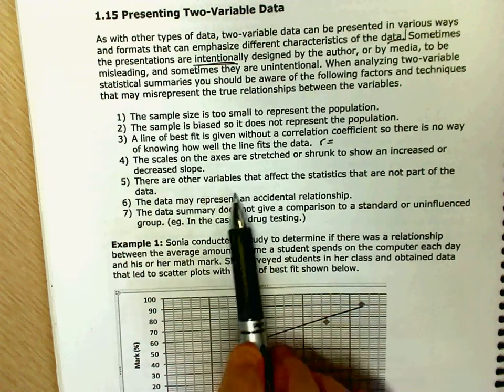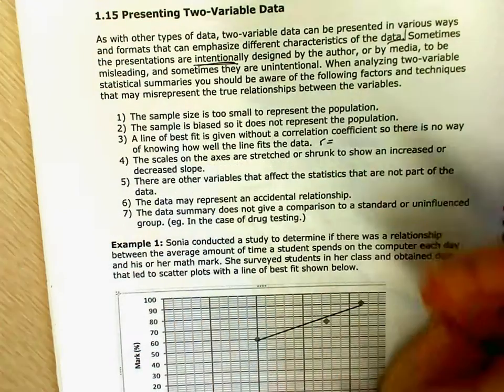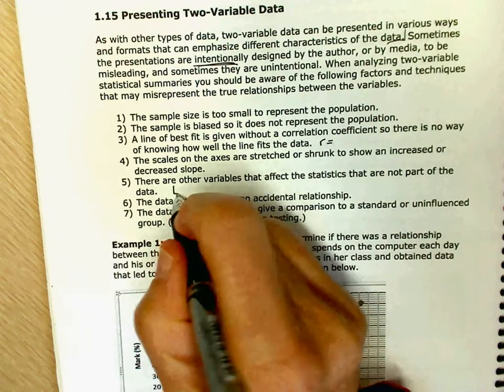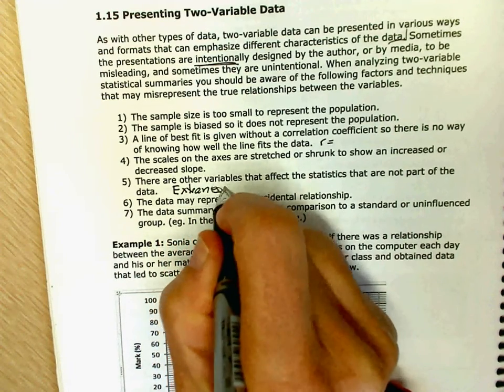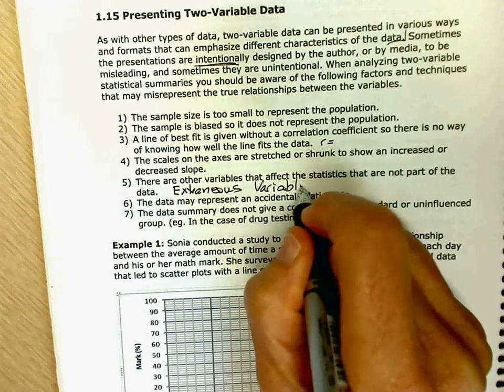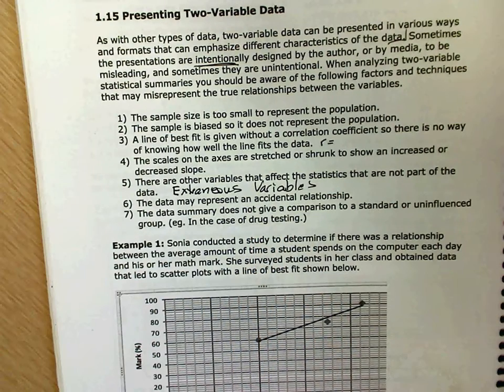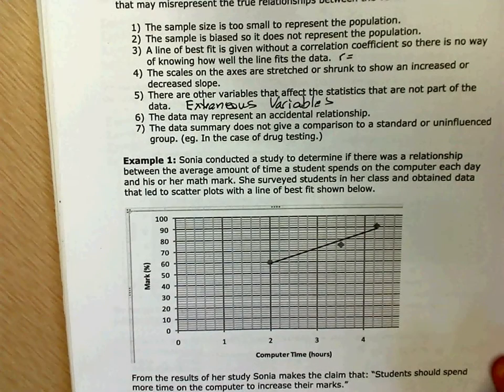There are other variables that affect the statistics that are not part of the data, but they're still very important, and you need to know that word, extraneous variables. Right? The data may represent an accidental relationship. Well, what is an accidental relationship?